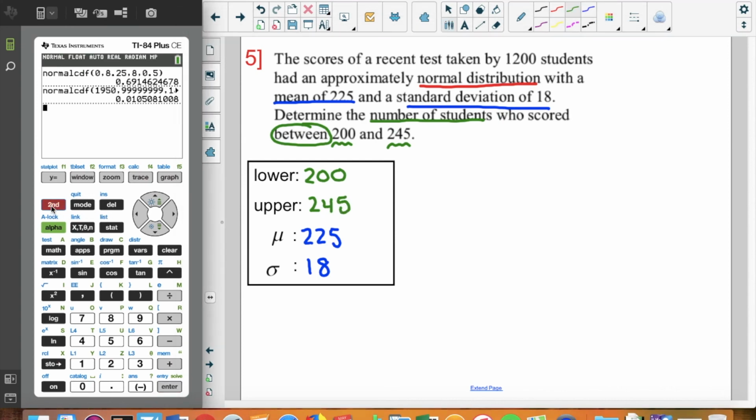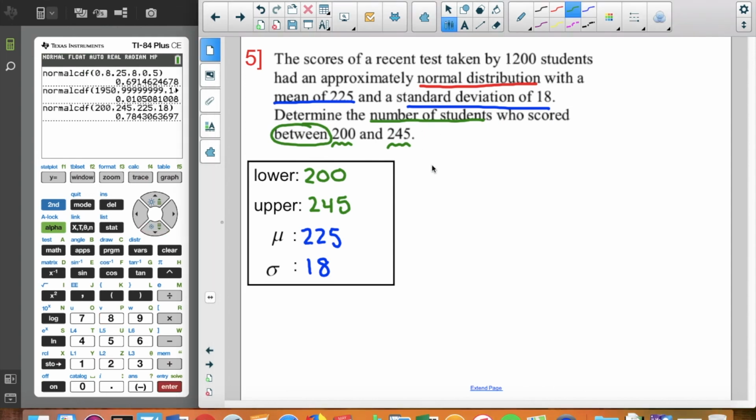Let's put it in normal CDF. Normal CDF, 200, 245, 225, and 18. Enter, enter, and we get 0.784843. Okay, now this is going to give us the percent of students who scored between those two values, but it will not give us the number of students that scored between those two values.